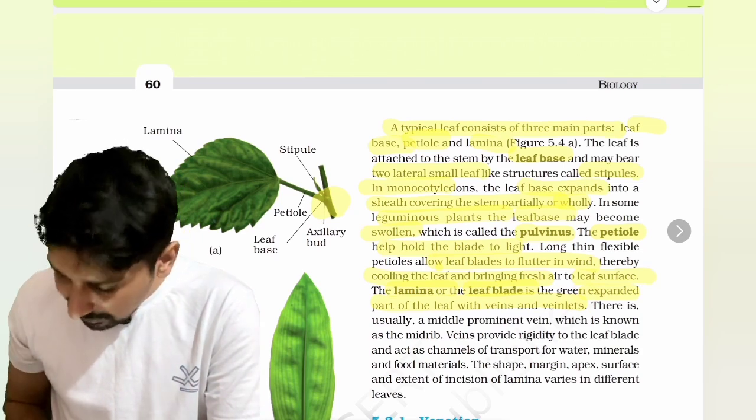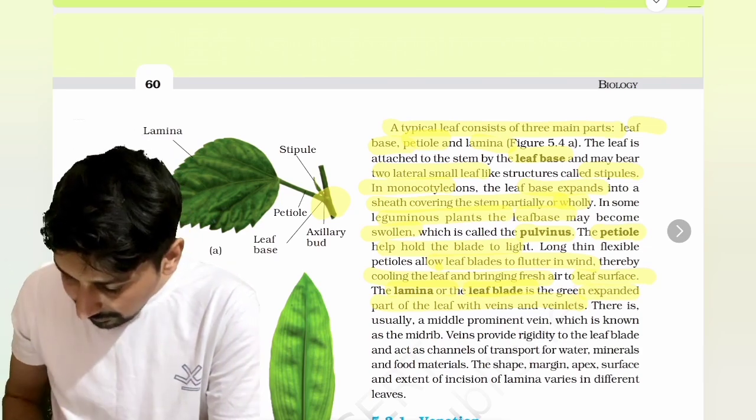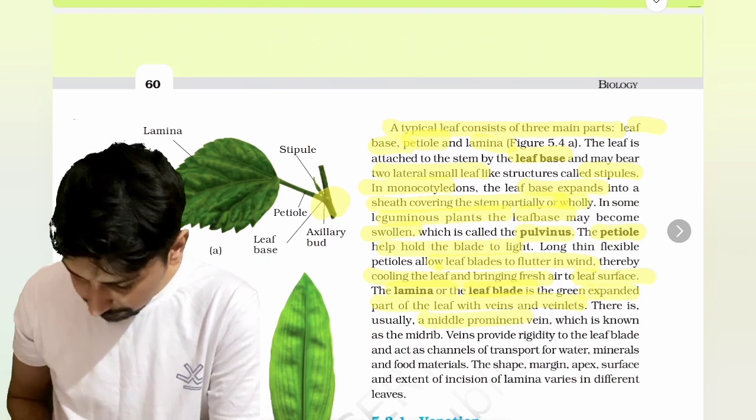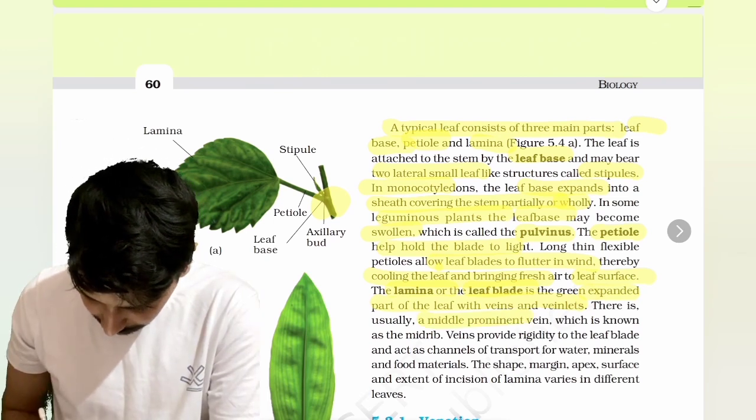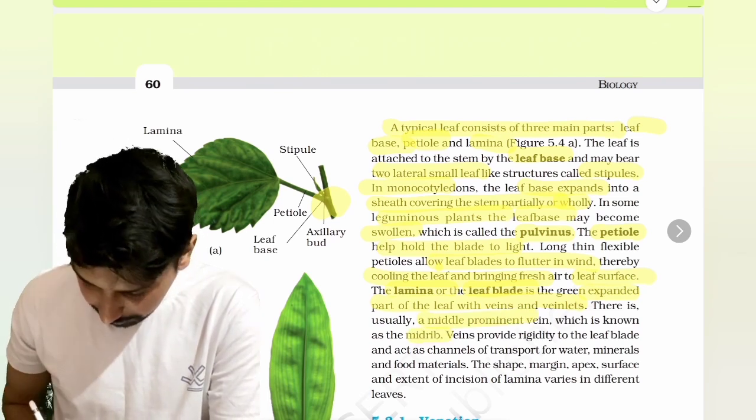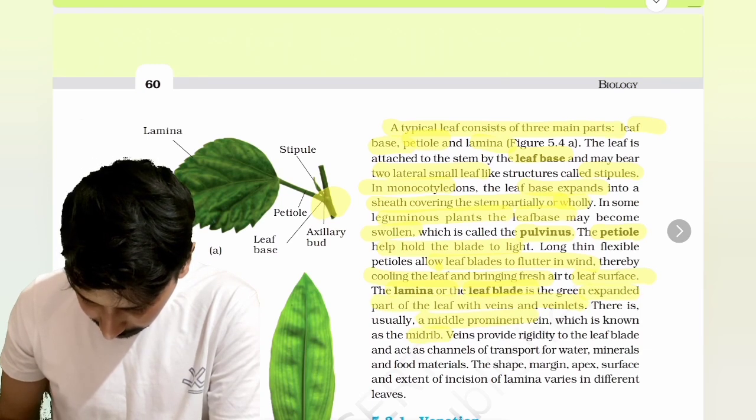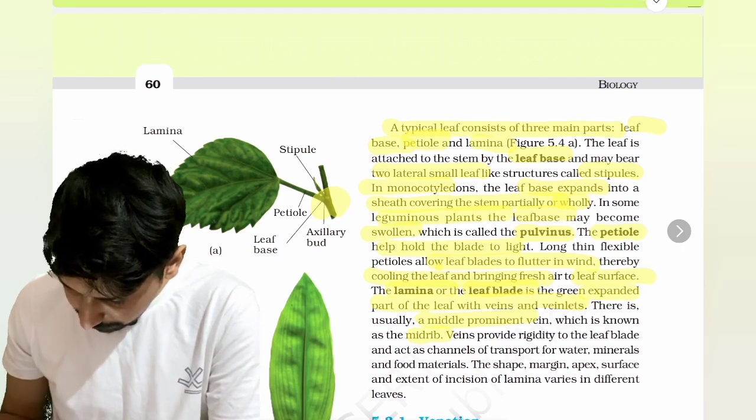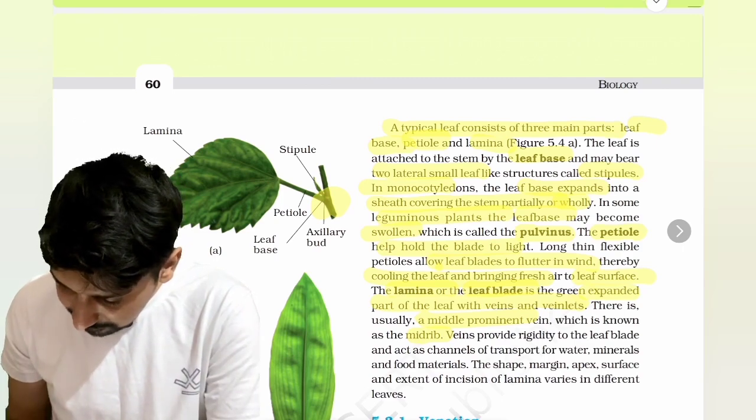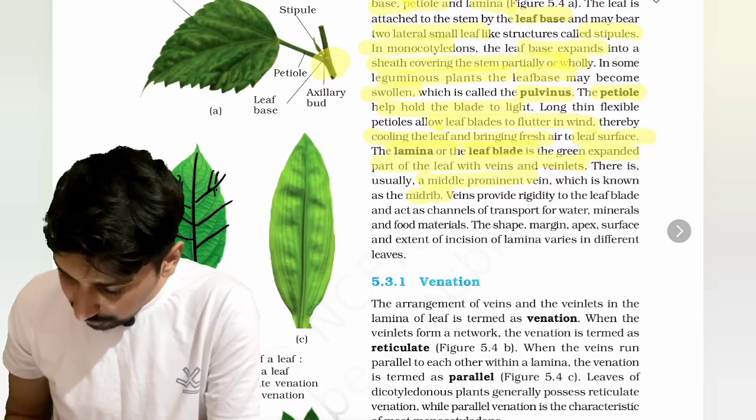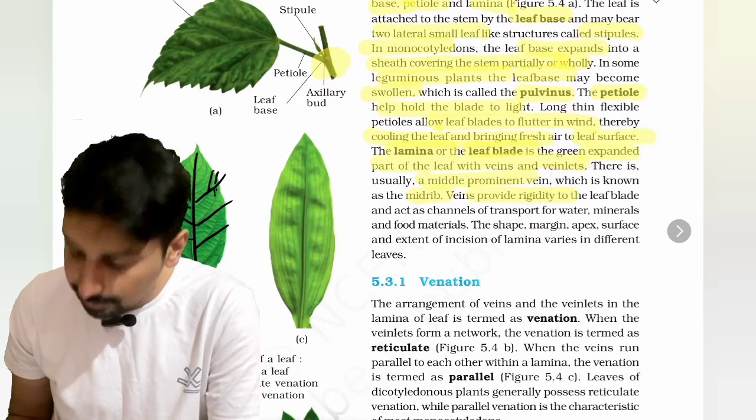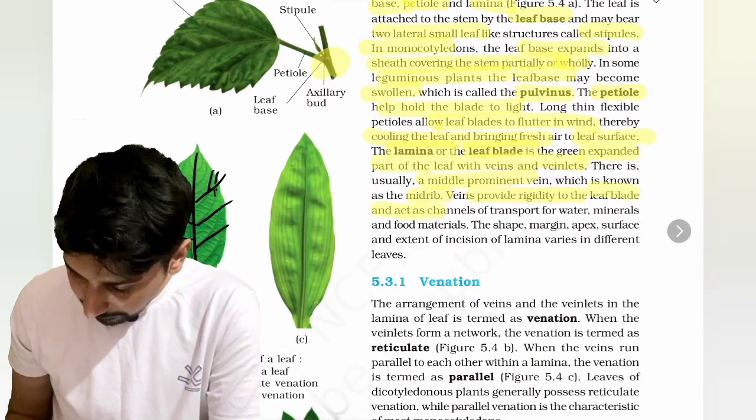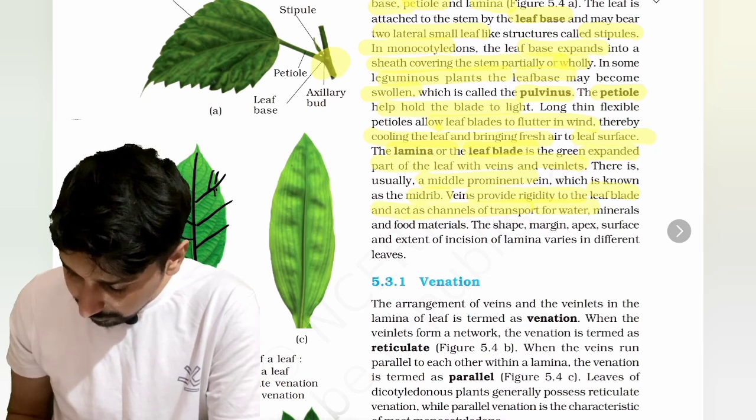There is usually a prominent middle vein, which is known as the midrib. Then you have veins, and from the veins you have tiny veinlets. The veins provide rigidity to the leaf blade and act as channels for transport. Because of veins, water can flow, minerals can flow, and food materials can flow.